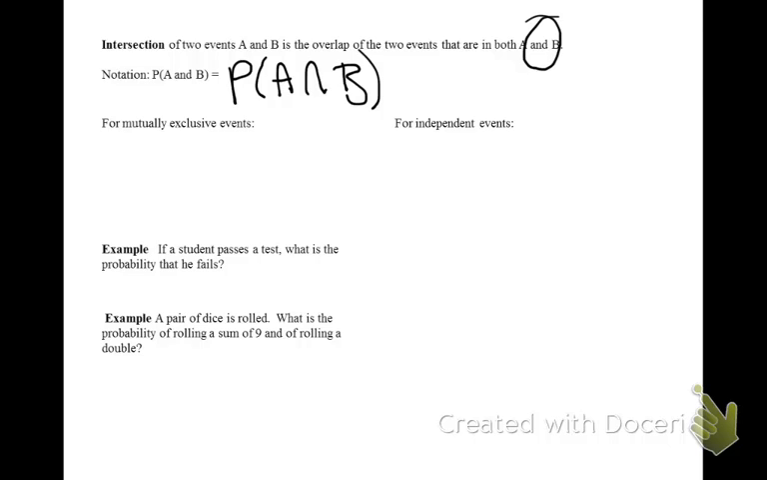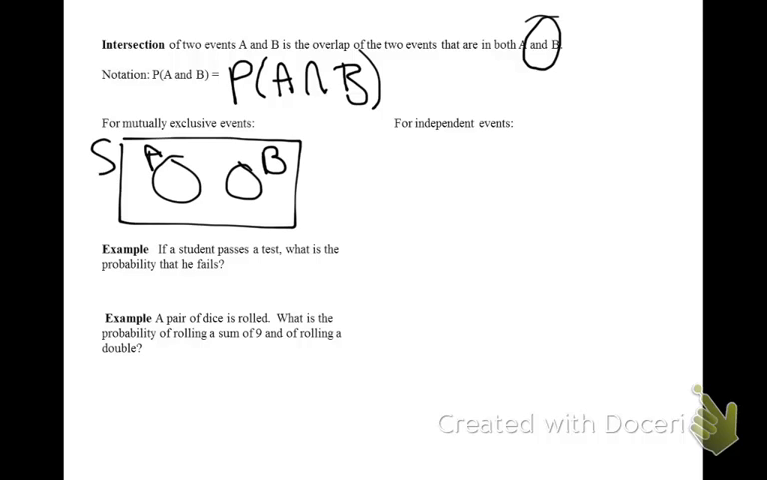For mutually exclusive events, if we come in and draw a diagram, it should be pretty obvious that anything in A cannot be in B. It's impossible to be in both at the same time. If a student passes the test, what's the probability they failed? It can't happen. It's impossible. It occurs with probability 0.